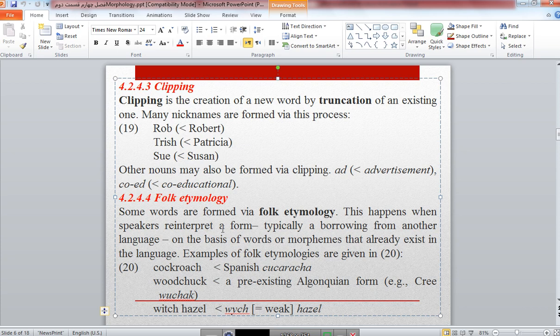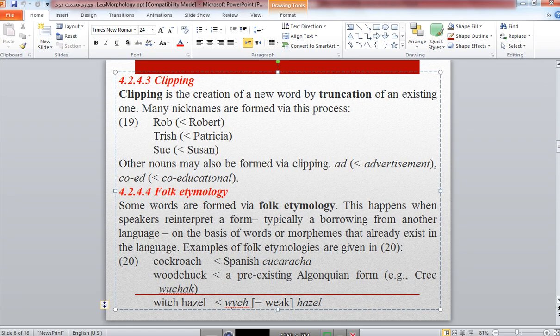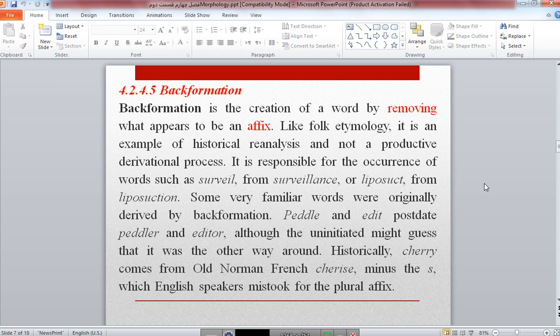I think the last of the derivational processes is back formation, which I want to talk about here. What is back formation? Back formation is the creation of a word by removing what appears to be an affix. Like folk etymology, it is an example of historical reanalysis and not a productive derivational process. It is responsible for the occurrence of words such as surveil, for example, from surveillance, or liposuck from liposuction.